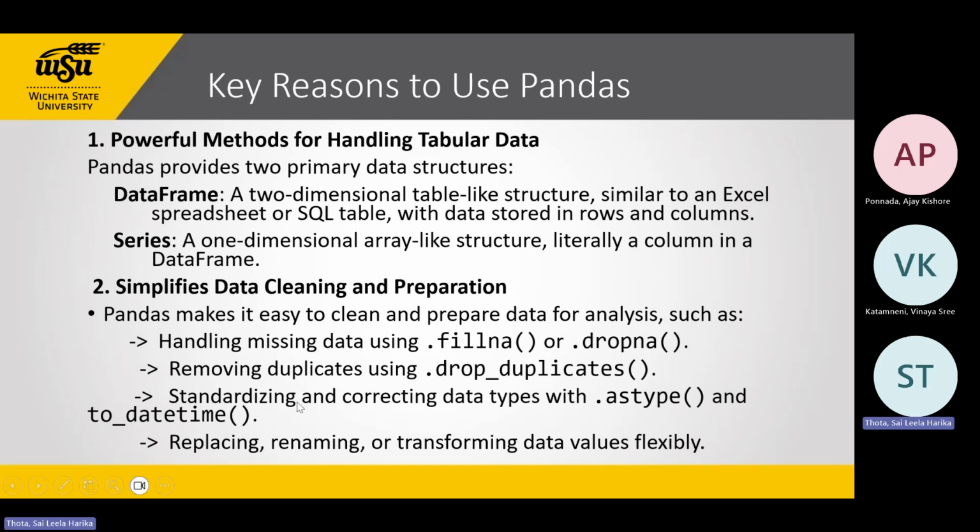Next, replacing, renaming, or transforming data values. If you think a column name is not proper for this data, you can simply replace it. And with renaming, you can rename it to make it more useful. And transforming data values, as we discussed, like converting from int to float, you can do based on the requirement by using astype.